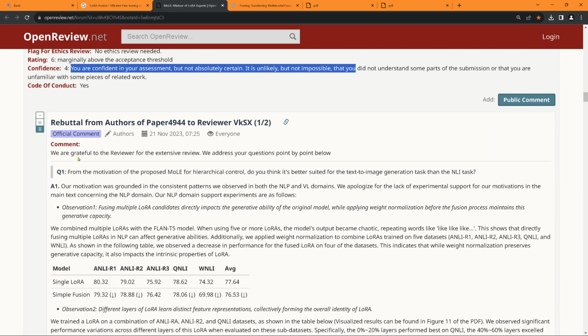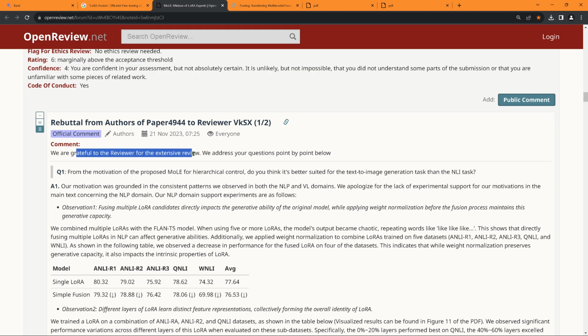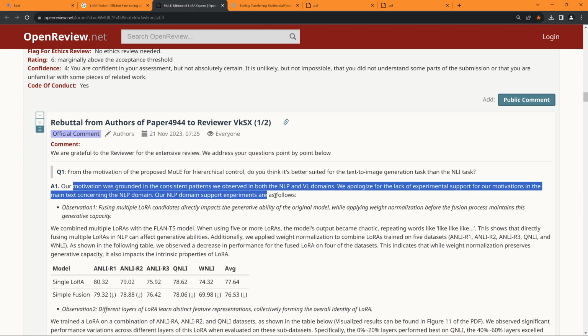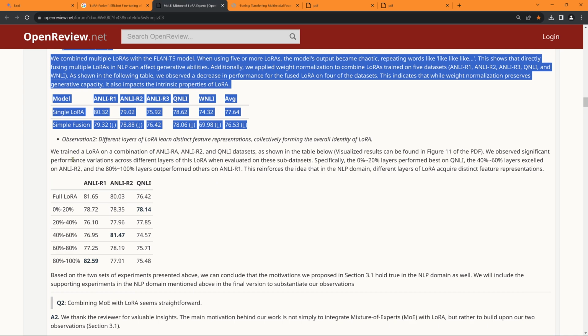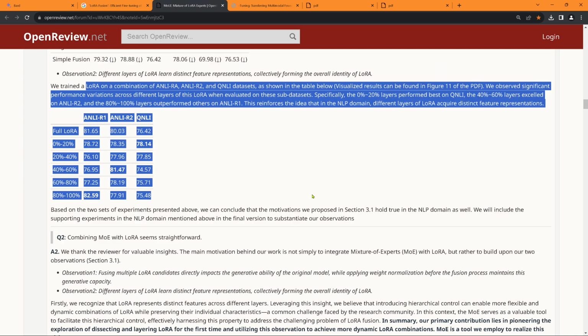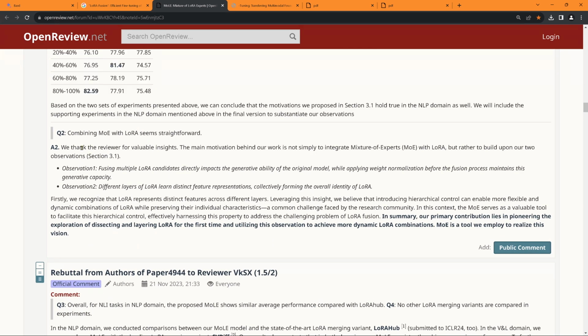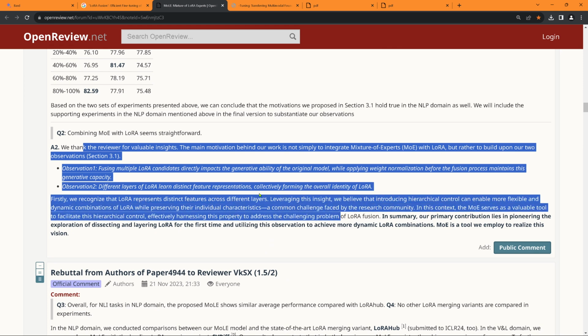And then they come back and they have the possibility to answer the questions of the reviewer. We address the question point by point. It's always good to go step by step, not just for prompting. So our motivation was grounded over there, there, and there we have the data for this. And we did train this, and here you have the data. And for your second question, you see, this is the way it is done. And you have to go through this process.